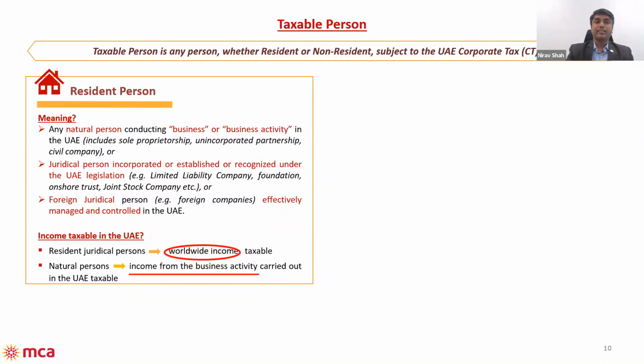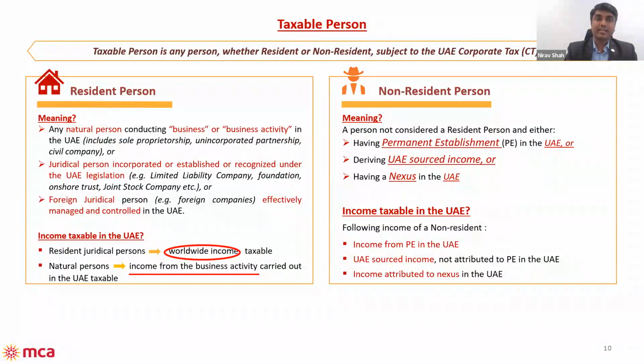So now, once we have understood the resident, we will also understand who all are non-residents. Any person who is not a resident, that means he doesn't fall into the three categories which we discussed, and having a permanent establishment in the UAE.